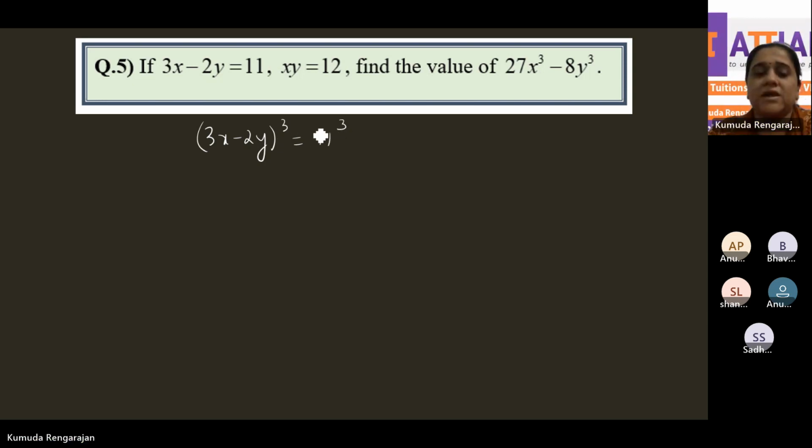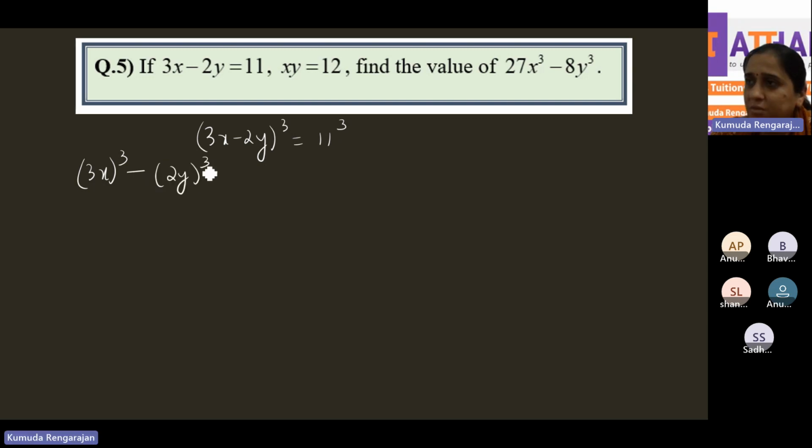Okay. Now, how do you expand 3x minus 2y the whole cube? It's a minus b the whole cube, that is a cube, 3x the whole cube, minus b cubed, minus 2y the whole cube, minus 3ab into a plus b or a minus b?